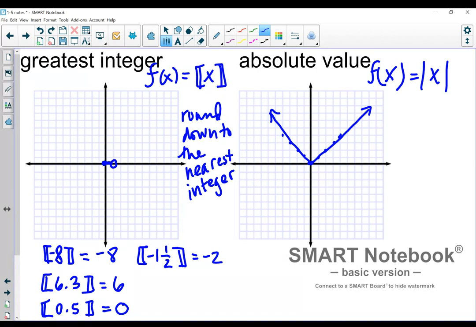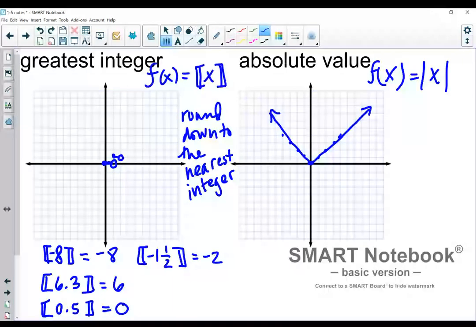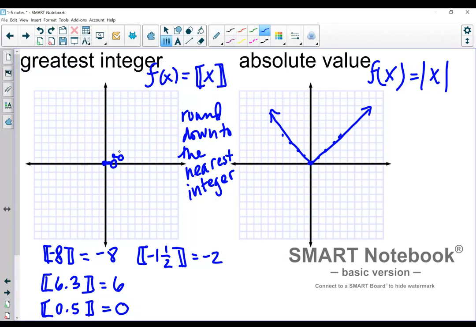So now I need to think about what happens when x is all the way from 1 up until 2 but not quite 2, and that's going to equal 1. And then I need to think about how for x from 2 to 3, but not quite 3, that's going to get rounded down to 2. So for y equals 2, I'm going to put that row in. And then once we do a couple of these, we can see the pattern.